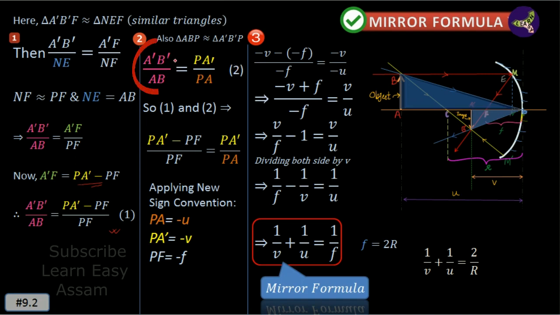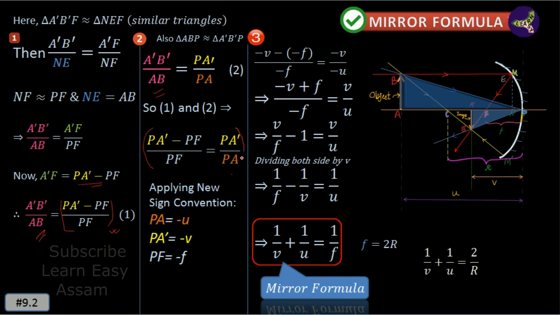Now we can see here this is A dash B dash and here also A dash B dash. So equations number 1 and 2 we can equate, and what we get is PA dash minus PF by PF is equal to PA dash by PA. So this is the relation. Now what we have to do? It is very easy.